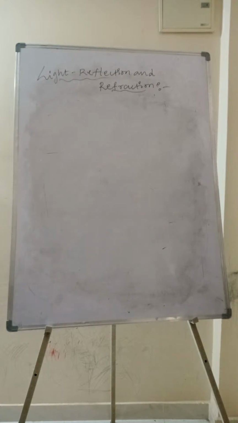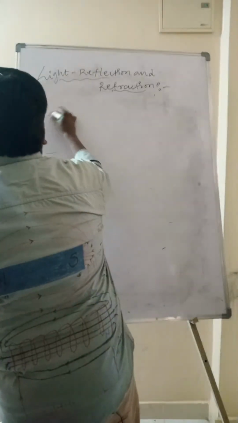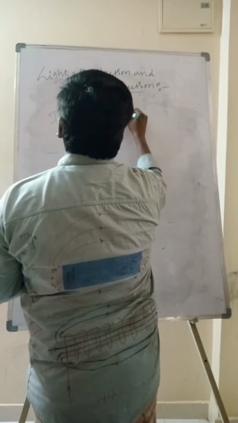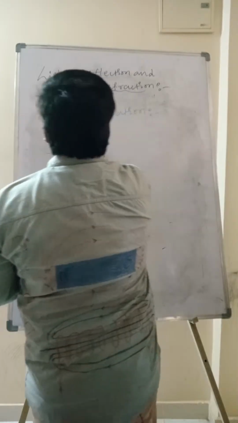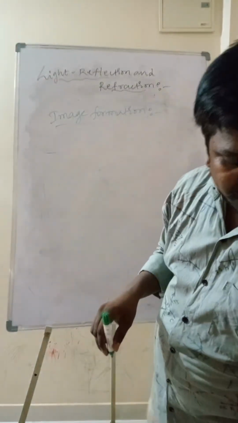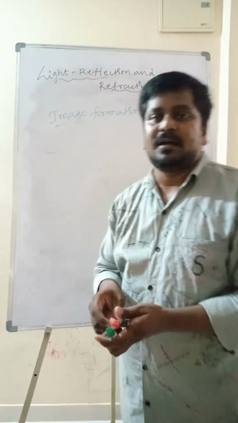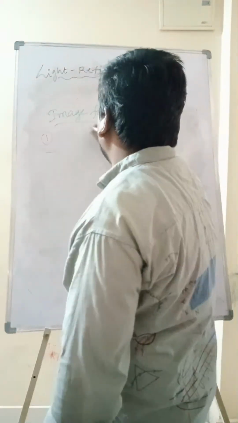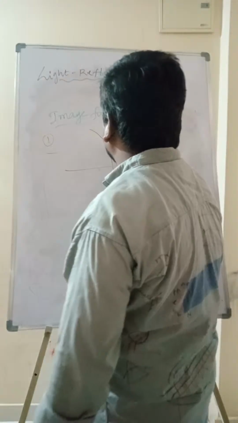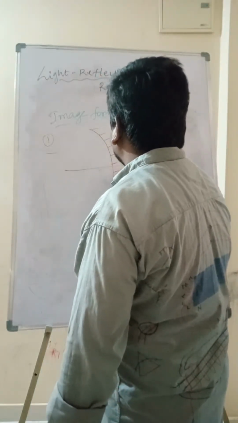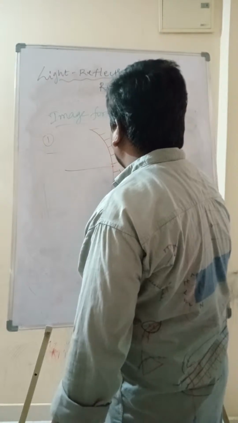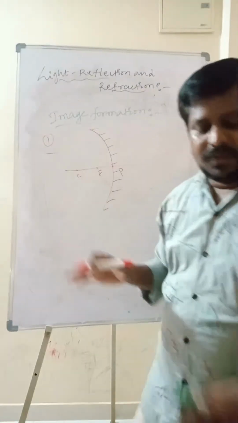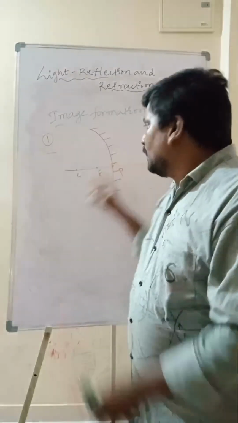Image formations by spherical concave mirror. Now I am taking the concave mirror like this. This is the pole, focus, center of curvature. Every time you mention the points, you have to understand the definition also. Pole is the midpoint of the mirror.